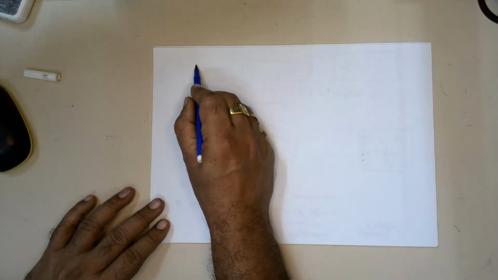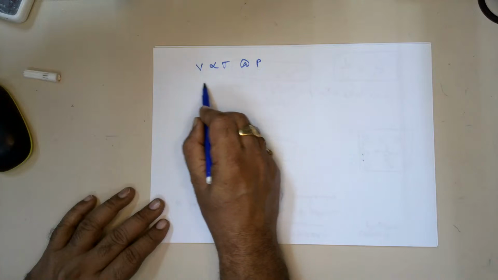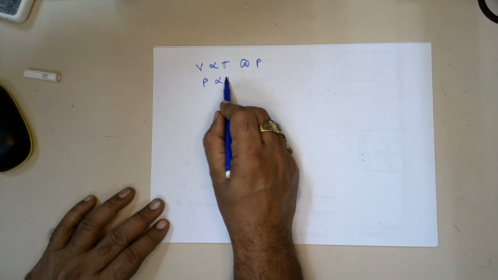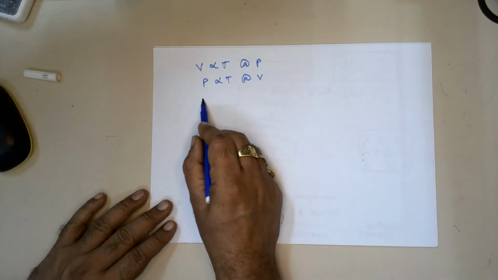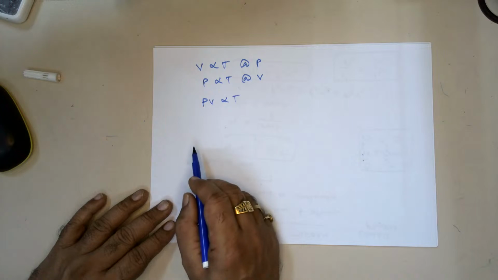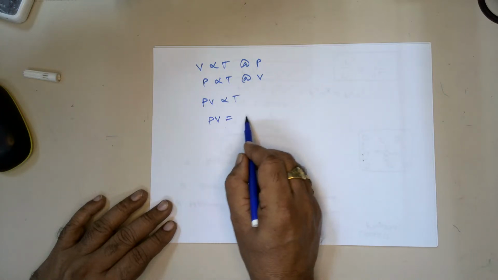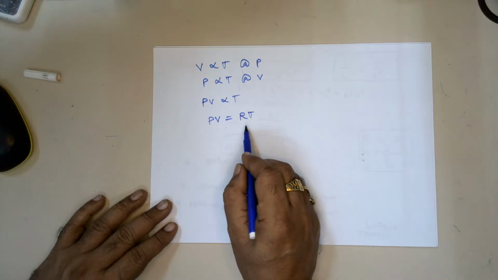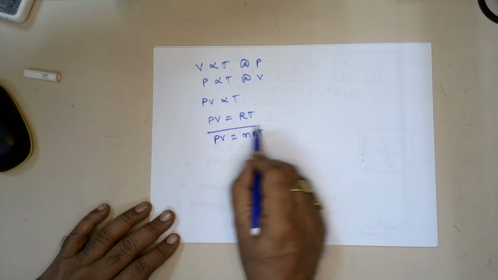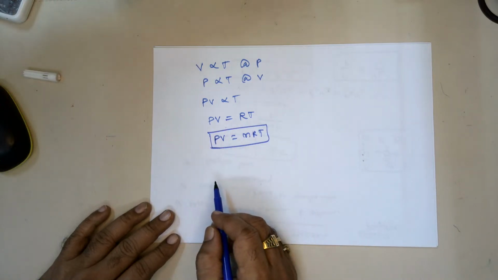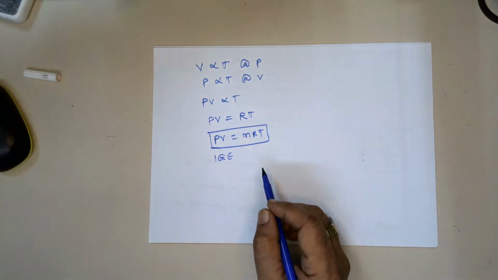According to Charles' law, V is proportional to temperature at constant pressure. Charles' law 2 states that pressure is directly proportional to temperature at constant volume. So we can bring everything together so that we get PV proportional to T. So let us introduce a constant here. This is called the gas constant. And if there are n moles, we can say PV is equal to nRT, and this is called the equation of state for an ideal gas, or you can call it the ideal gas equation or perfect gas equation.